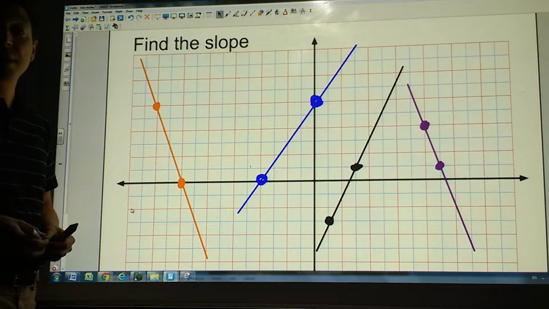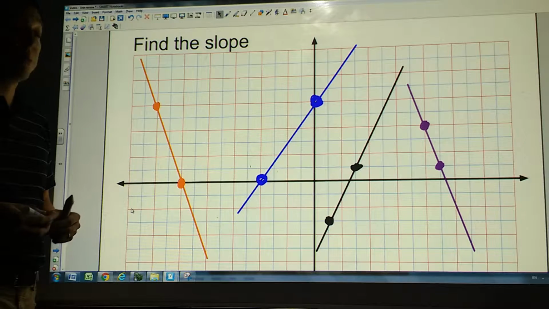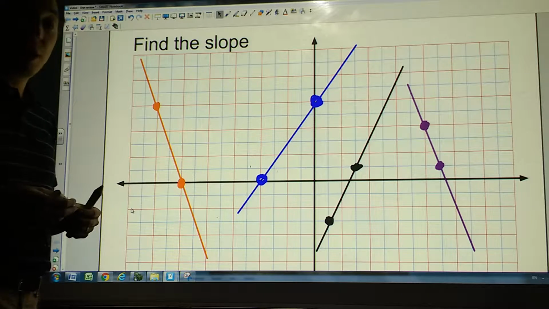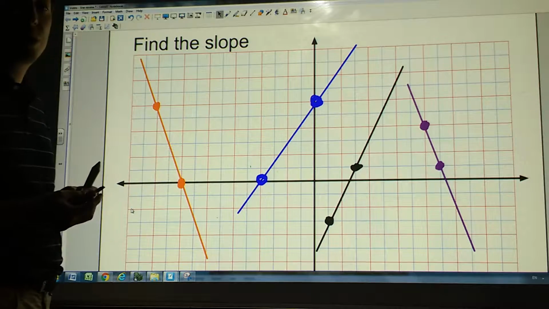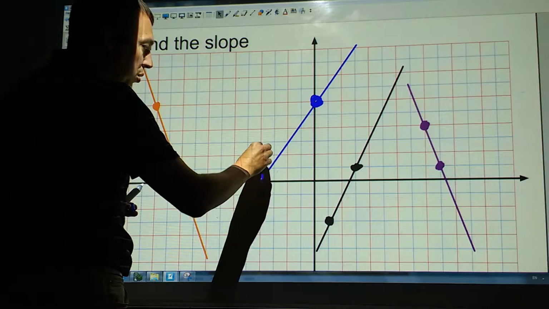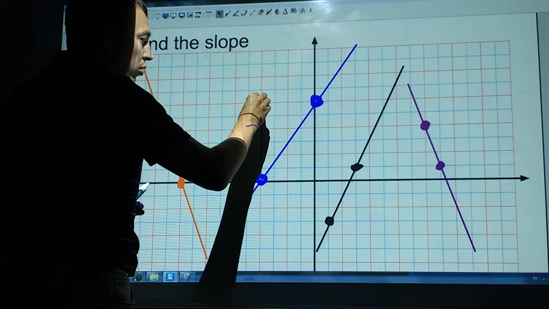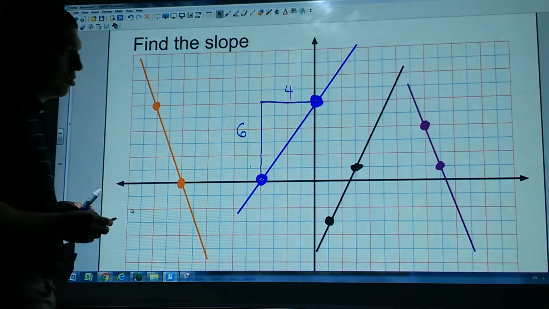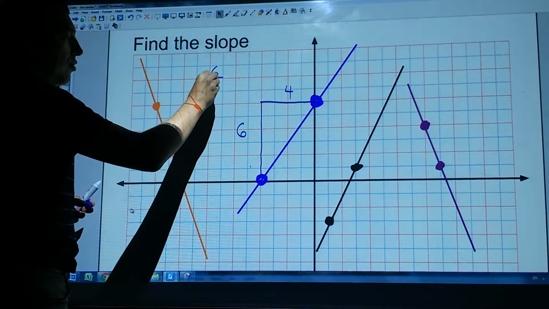So the first one's very basic. It is finding the slope of a line given a graph. To be able to do this, you connect 2 points on a line by counting up and over. I'm going to do the blue line, and I'll let you do the other ones. For the blue line, we go up 1, 2, 3, 4, 5, 6. And then I go over 1, 2, 3, 4. So the slope of the line is going to be 6 over 4.